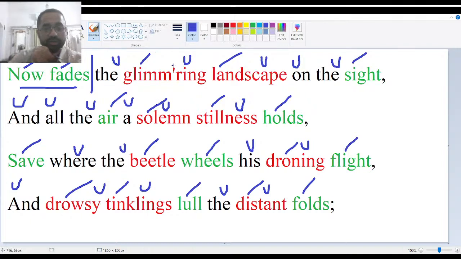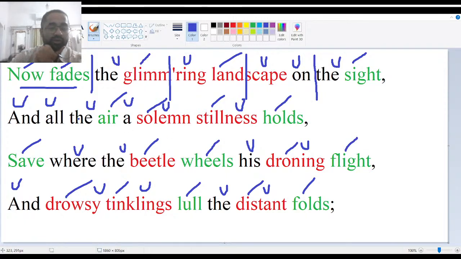Okay, so the next cut comes after glim. Let's cut it here for the sake of convenience. Glim, ring, landscape. Again, where do you cut? Where do you break the line? You could do it after the, but then you have three unstressed syllables, which is not possible. So you have to break it here.